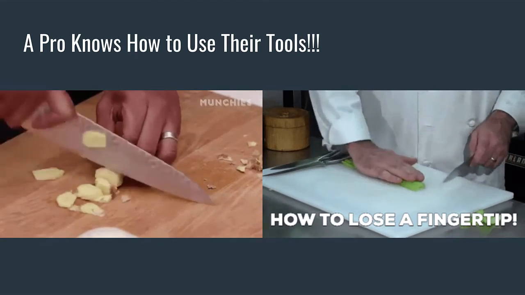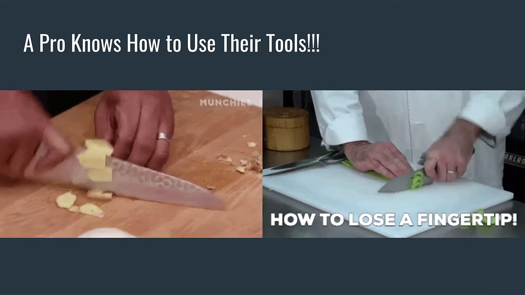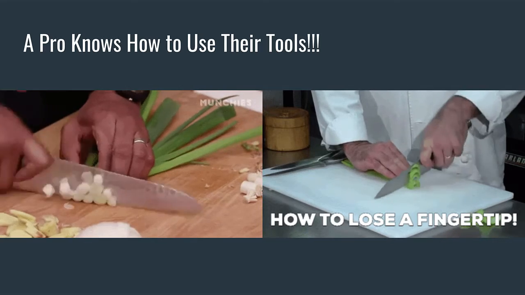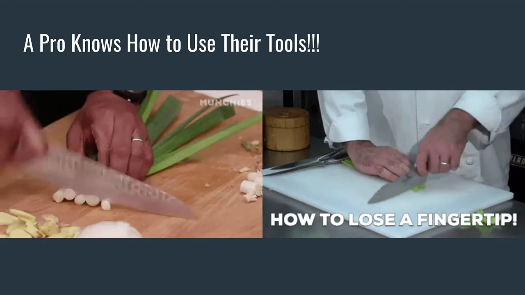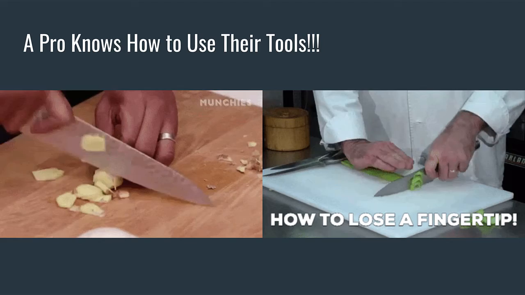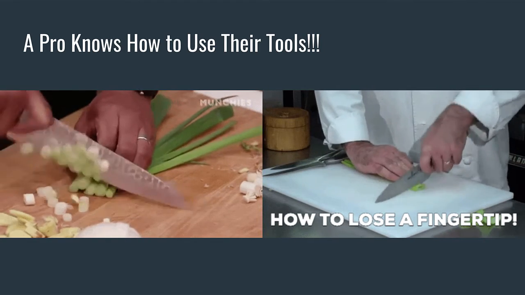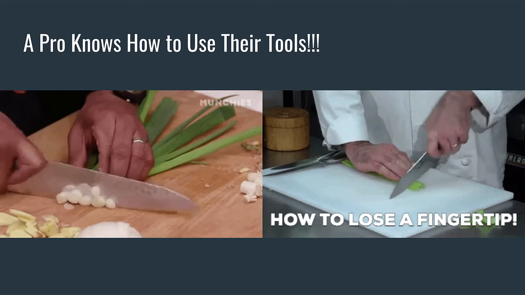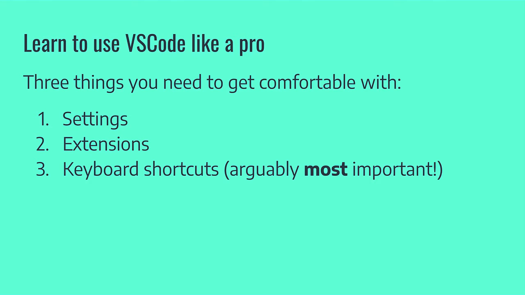You can quickly tell a difference between a pro chef and a novice just by the way they hold their knife and the way that they hold the food that they're trying to cut. One way is going to be fast, quick, and safe. Another way is a recipe for having blood in your food. Personally, I prefer the former way. So, as a professional, you want to learn to use Visual Studio Code like a pro.